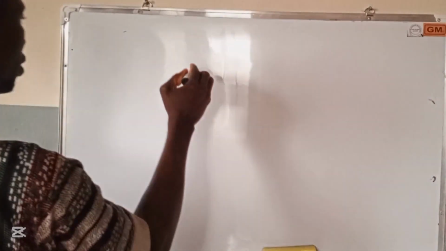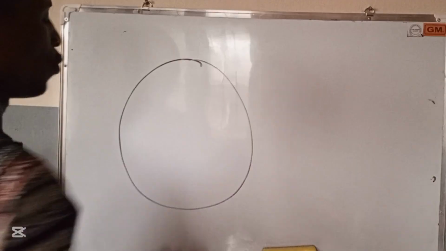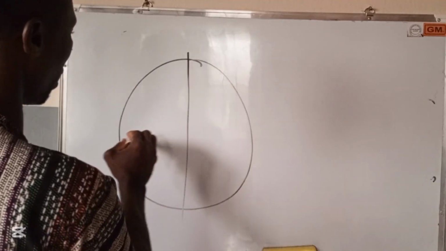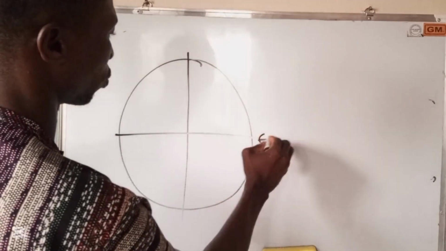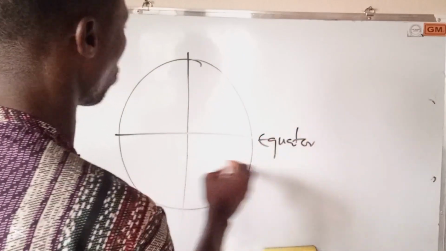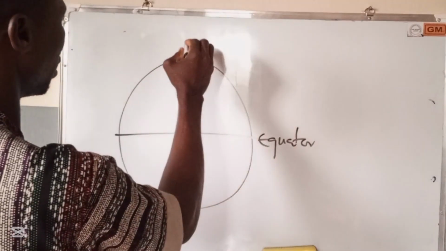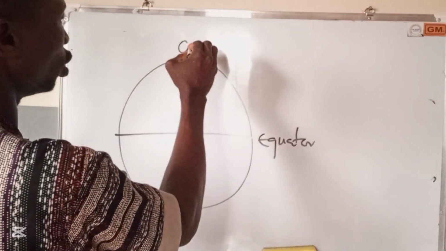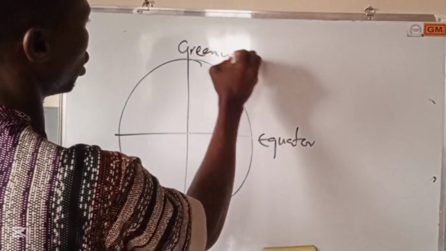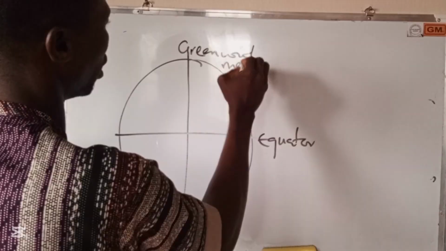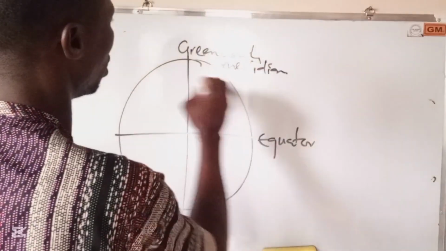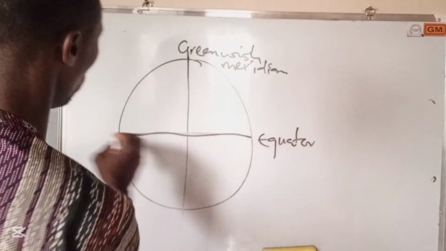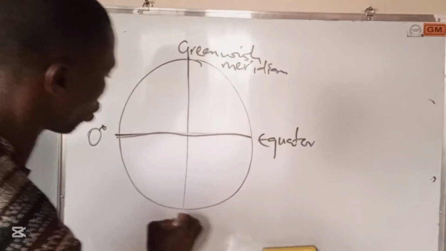Now, this is our Earth. If you are conversant with geography, you will know that this Earth is divided into, this is the equator, and this is longitude. This is the Greenwich meridian. This is longitude 0. This is latitude 0. Latitude 0 degree, and this is longitude 0 degree.